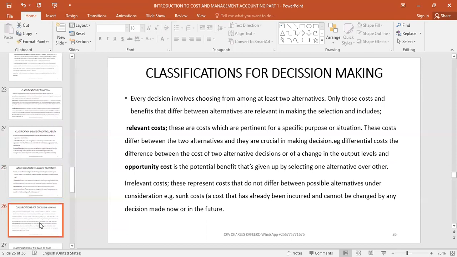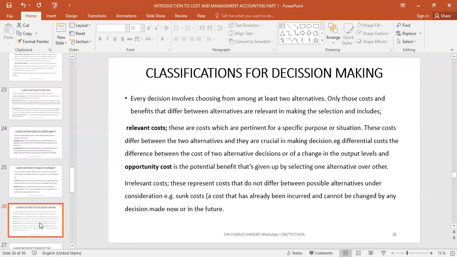Then we have the second last, which is classification for decision making. Every decision involves choosing from among at least two alternatives. Only those costs and benefits that differ between alternatives are relevant in making a selection.